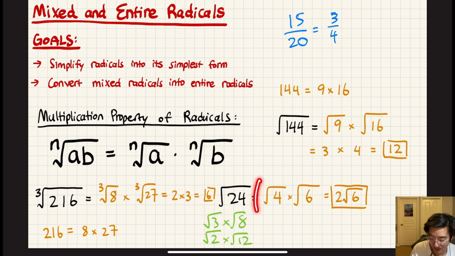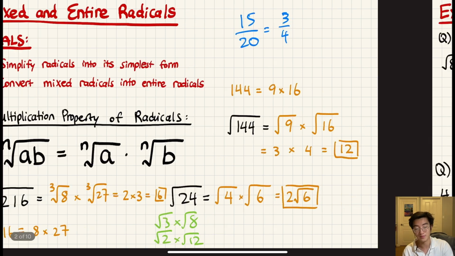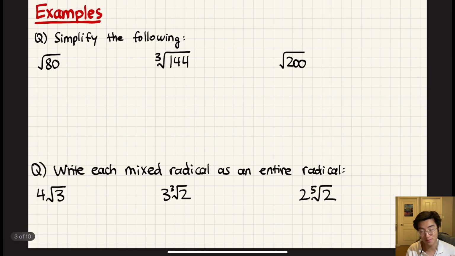So what we end up having is the square root of 4 times the square root of 6, and because the square root of 4 is 2, again a clean number with no decimals, we get 2 times the square root of 6. The square root of 6 will be a big decimal, something like 2.5 and so on, so we'll just leave it as the square root of 6 by itself. With that being said, let's try some examples.